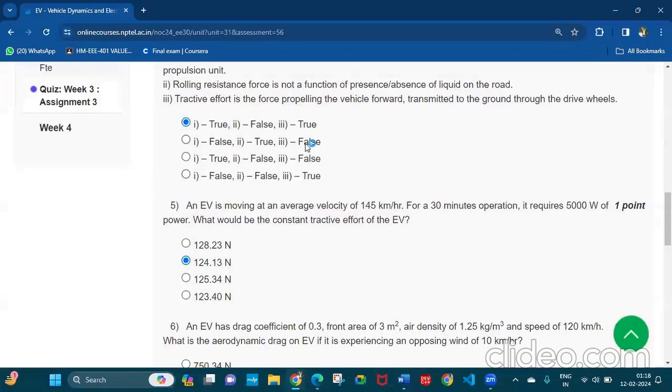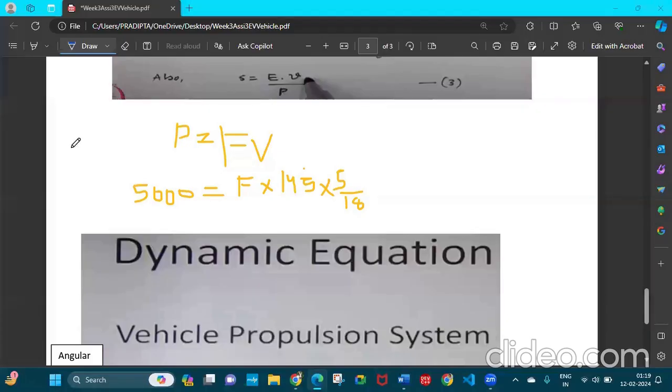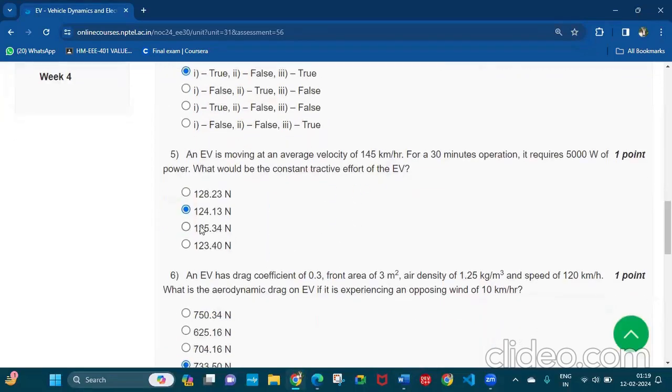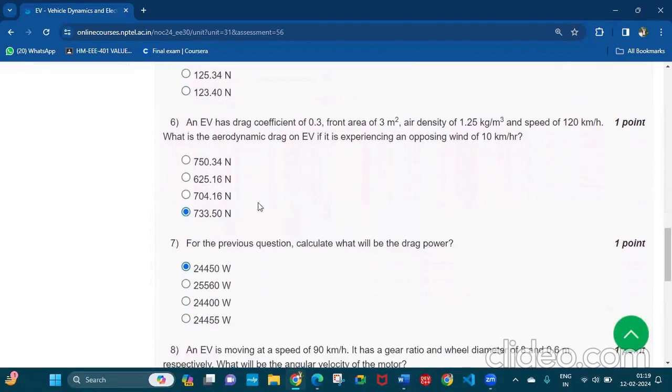So question number 5. We know that P is equal to F into V. So P is given, 5000 watt, and F we can calculate. 145 kilometer per hour is the speed, so into 5 by 18 is the meter per second. So we can get the F, that is 124.13 newton.